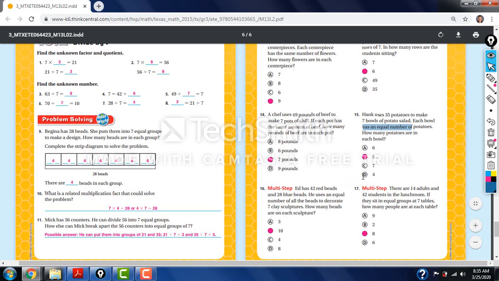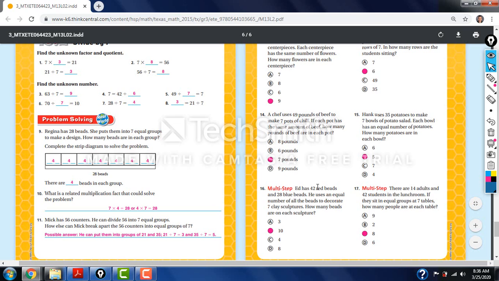Multi-step, you know you're doing 2 steps here. Now when you take the test next time, you're not going to see this labeled multi-step. You're going to have to be able to tell, that's why I want you to analyze the questions. Ed has 42 red beads and 28 blue beads. He can use an equal number of beads to decorate 7 sculptures. How many beads are in each sculpture?